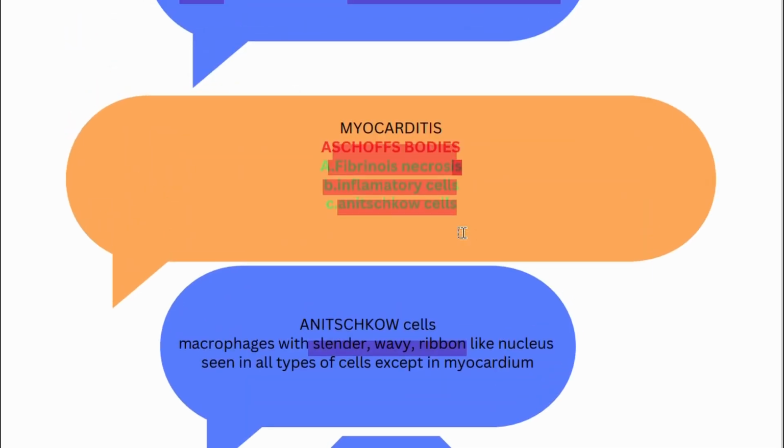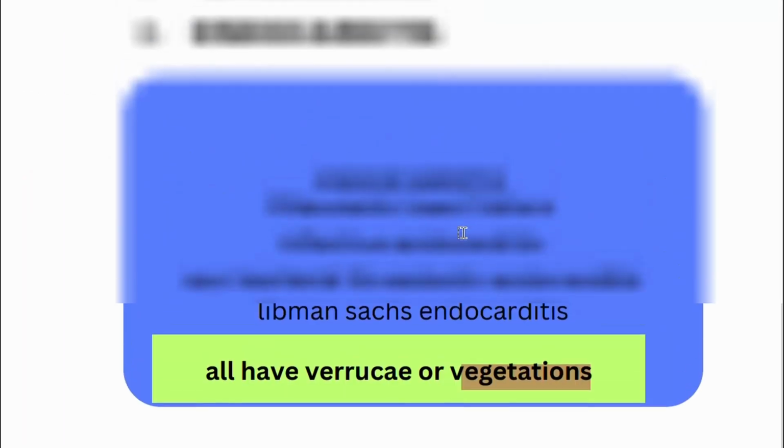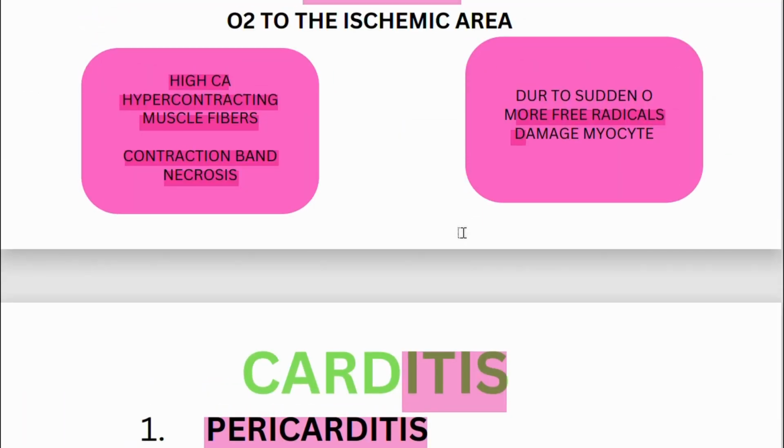So this is all for today. In the next class we will continue the remaining chapter, and the next class is going to be the last chapter in this cardiovascular system.